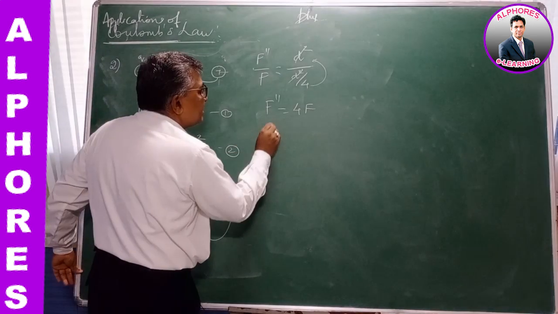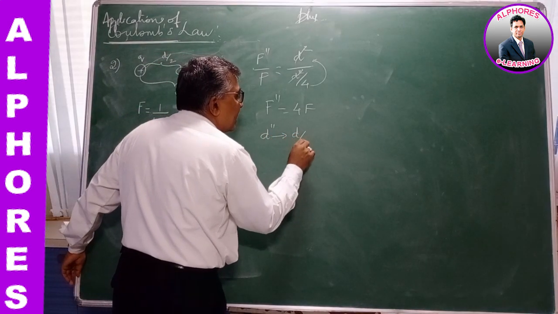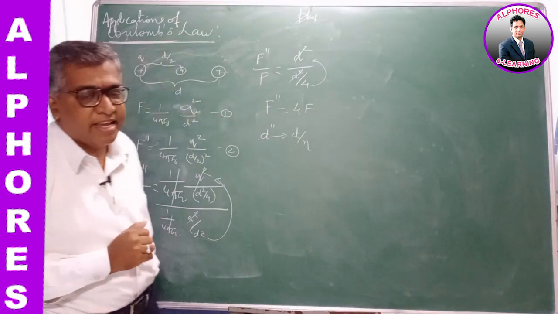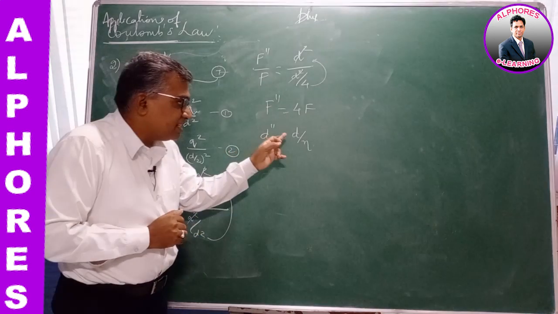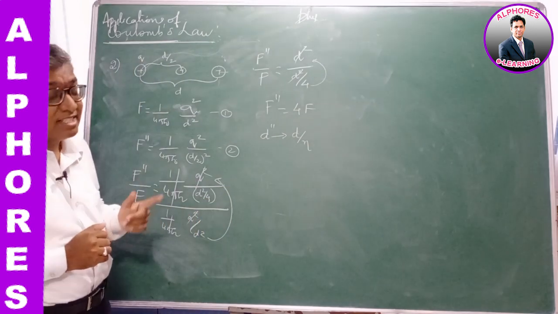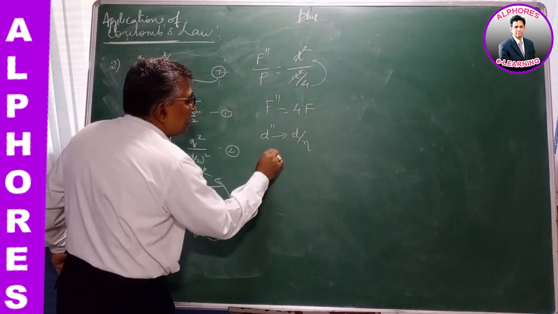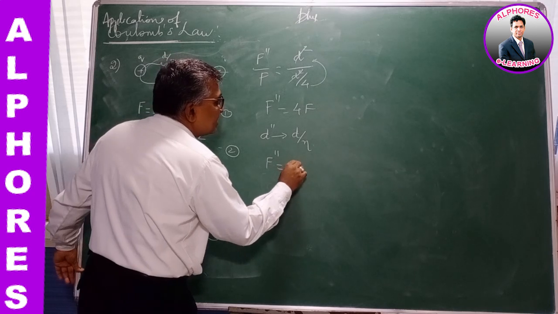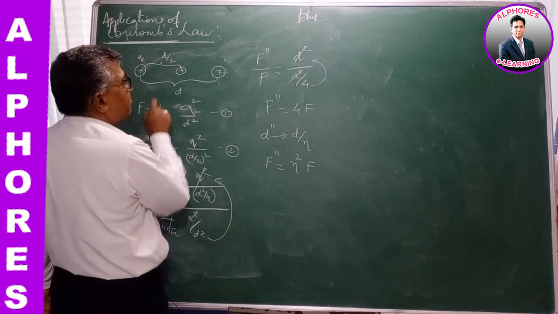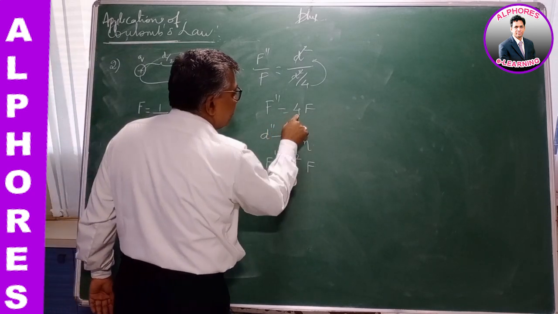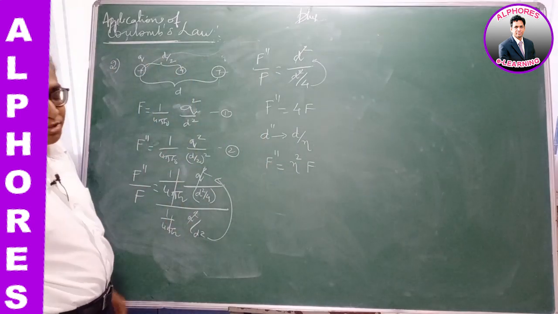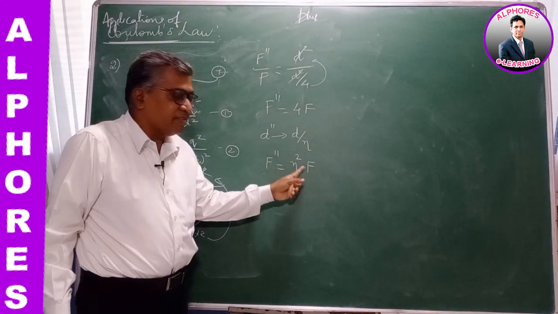So if the distance is made d by n times, if the distance between two charges is reduced to d by n of the initial distance d, then the new force F double dash is n square F. See, when the distance is halved, d by 2, it's 2 square, 4. D by 3, 3 square, 9. 4 square, 16, right? So F double dash will be n square times F.